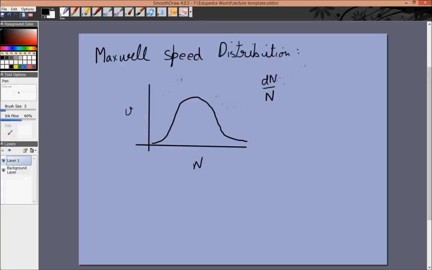Right? So this goes like, I'll just tell you first how I remember it. v squared e to the power minus kv squared dv. That is what it is, right?